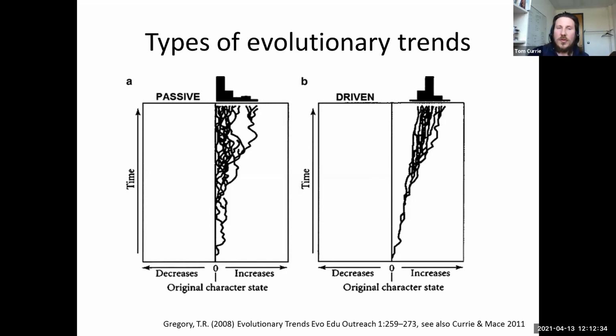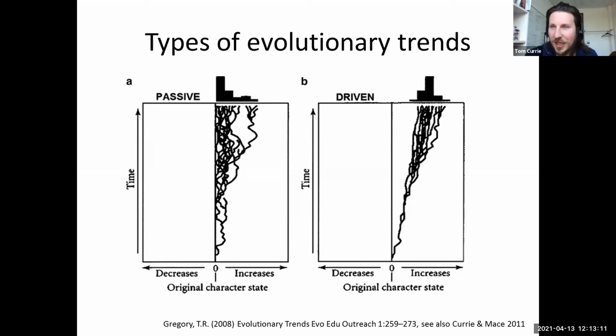If we look at the top of these figures here, we see frequency distributions. On the passive side, in the present day, most species are not very complex. If we think about the x-axis as indicating complexity, species start out as not very complex, and over time some species have become more complex, but there's still a lot of not very complex species out there.